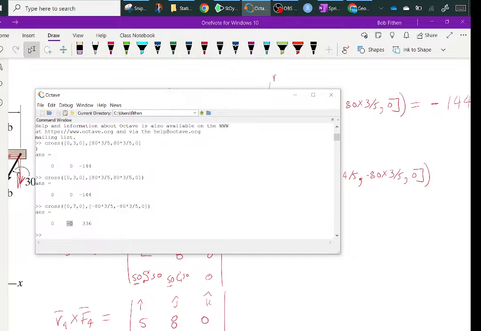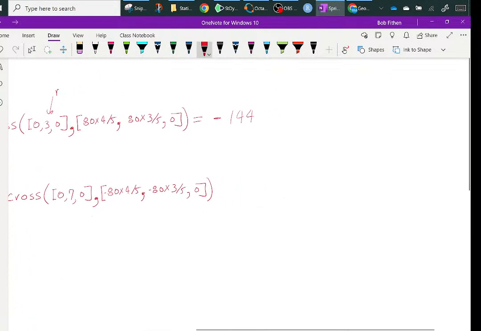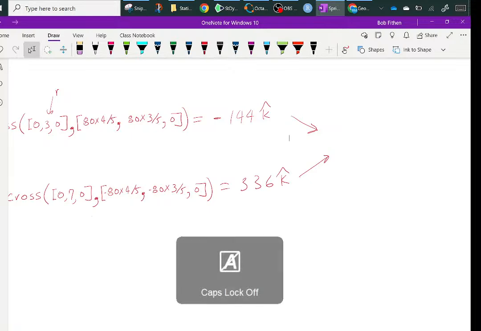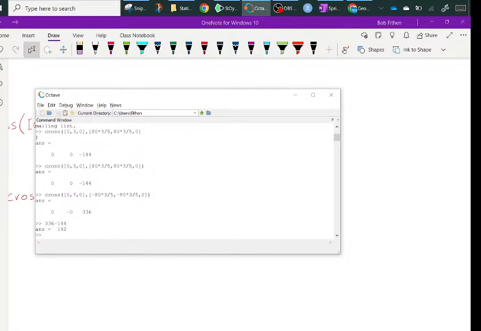336. Now look, notice it has a minus sign right there. I think probably it does all the math, and it probably has a 0.0000, a bunch of zeros and a 1 or something out there. So anyway, it's 336. And I should have put the K here. We go 336K. Was it 336 or 366? 336. I'm just going to add these two together and say, okay, uh-oh, I think I hit a caps lock. Okay. 336 minus 144. 192.